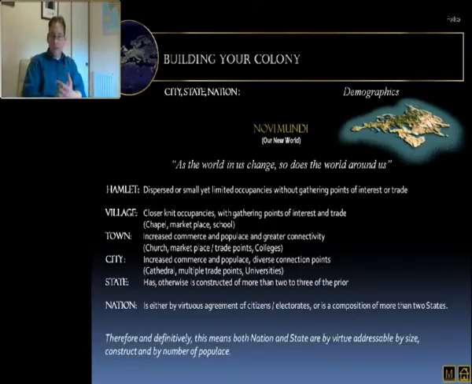Therefore, and definitively, this means both nations and states are by virtue addressable by size, construct, and by number of populace. So it actually has an ascending order.